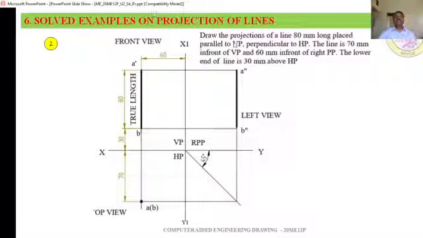So another example: draw the projections of a line 80 mm long placed parallel to VP and perpendicular to HP. So this is your condition. The line is 70 mm in front of VP and 60 mm in front of the right PP. The lower end of the line is 30 mm above HP. Now first you see the condition, parallel to VP and perpendicular to HP means like this. So this is parallel to VP, and you can see here this is perpendicular to the horizontal plane. So true length you can see in the front view.